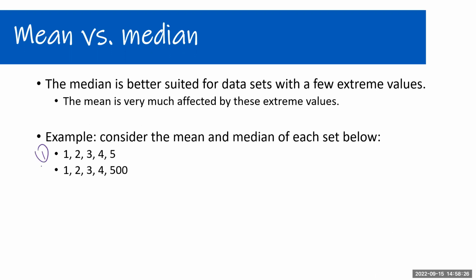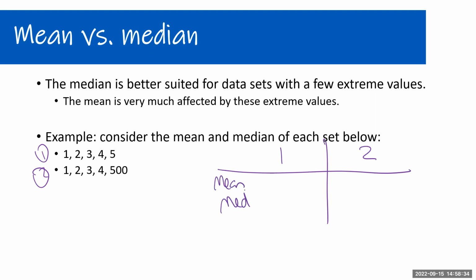So we'll call this 1 and we'll call this 2. The mean and the median. The median for both of them is going to be 3. The mean for the first one is also 3. We can see that pretty easily. But the mean for the second one is going to be 102.